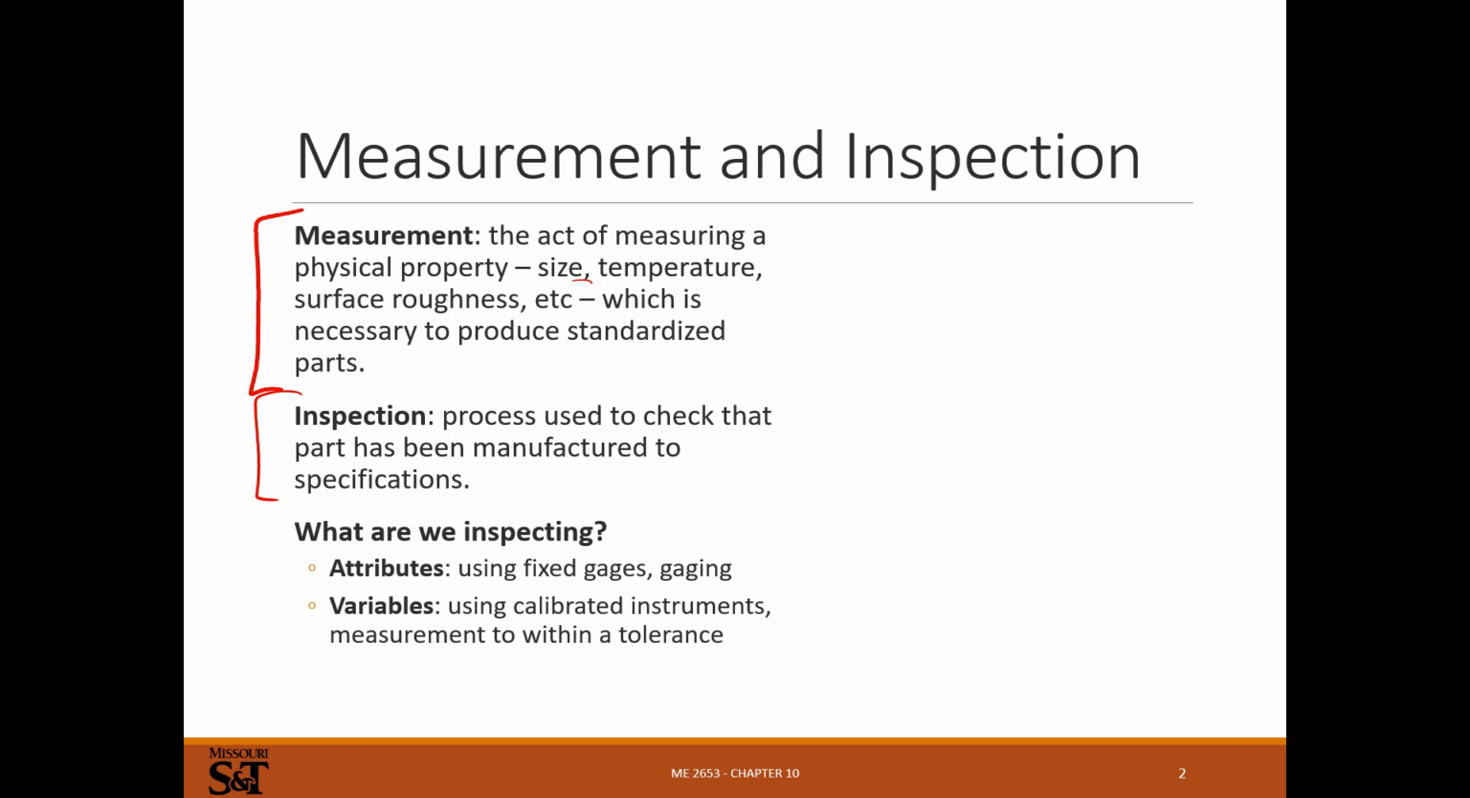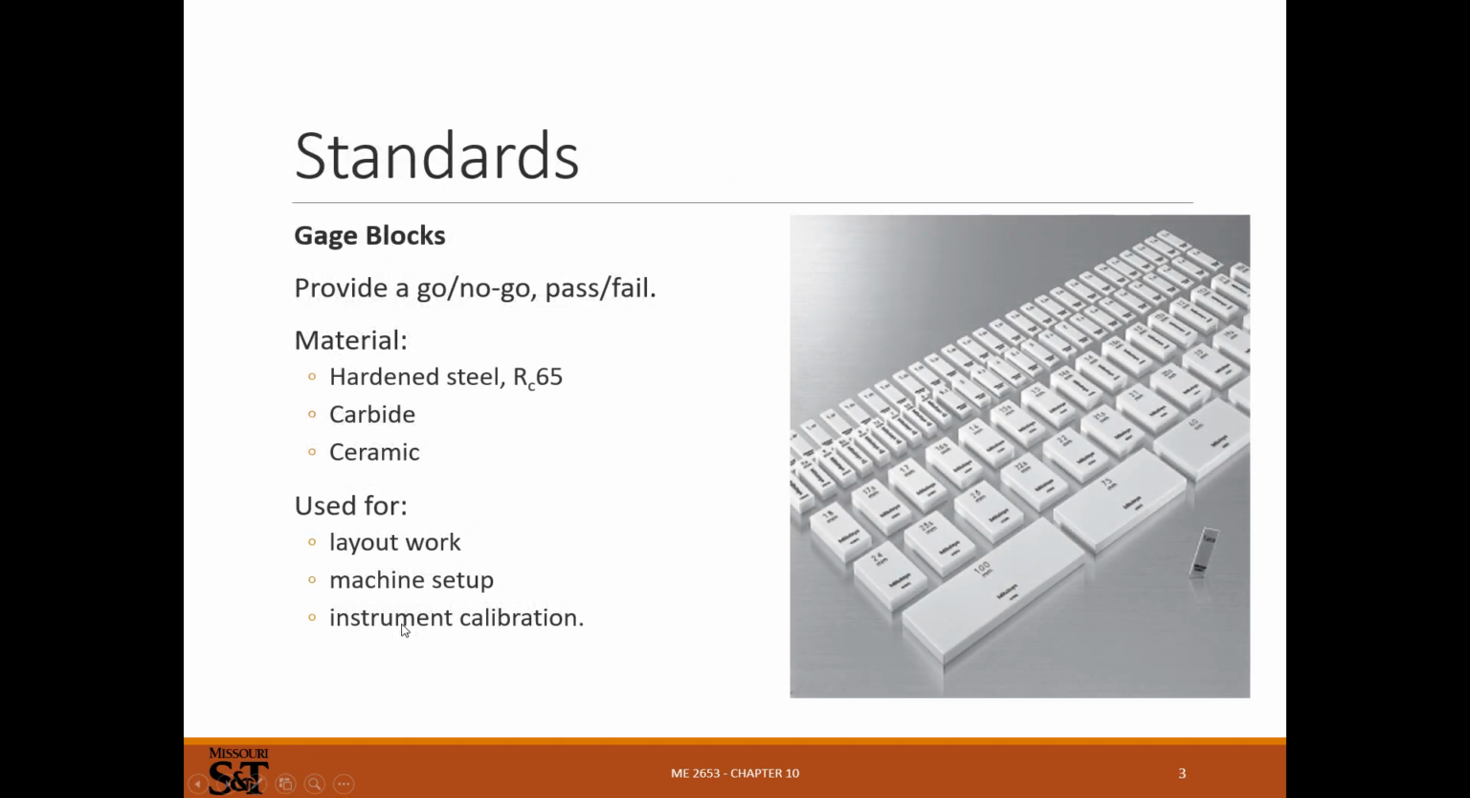There's different ways of measuring. Attributes are something that you check with a fixed gauge, which we'll talk about later. Variables, something that could change, you can measure with some kind of a calibrated measuring instrument. We'll talk more about that in a bit. There's different standards for measuring.